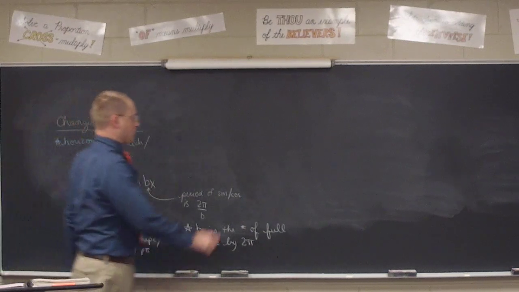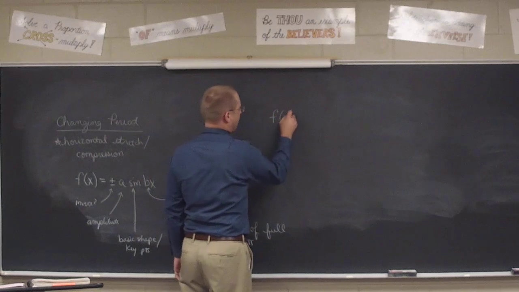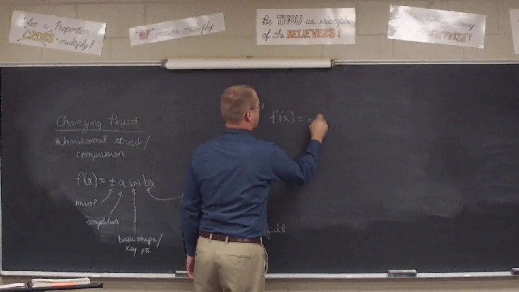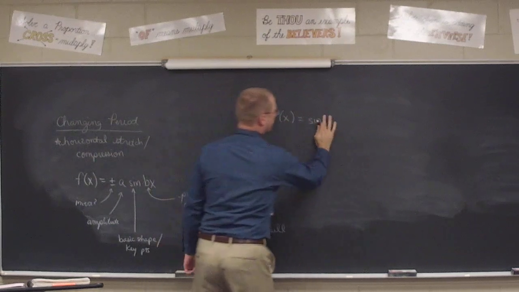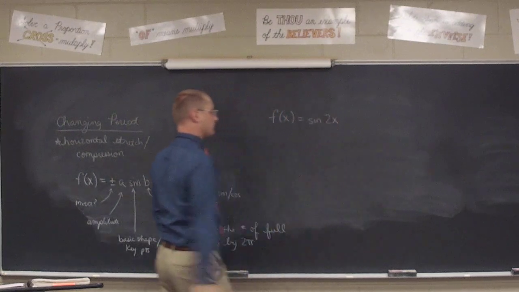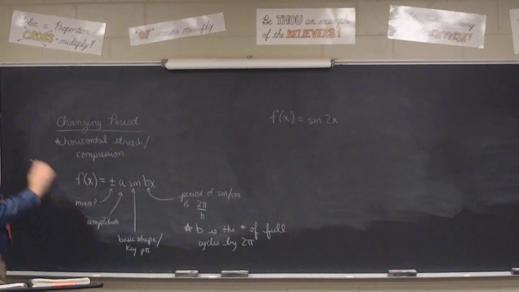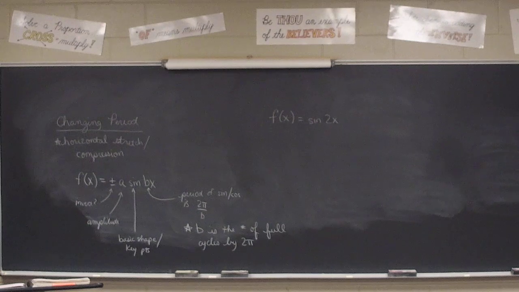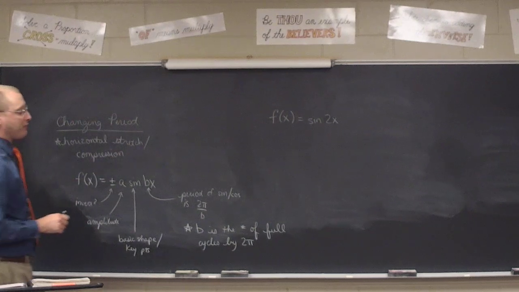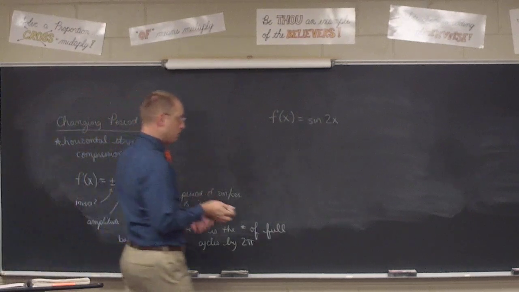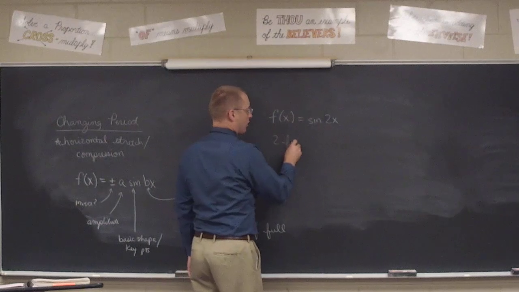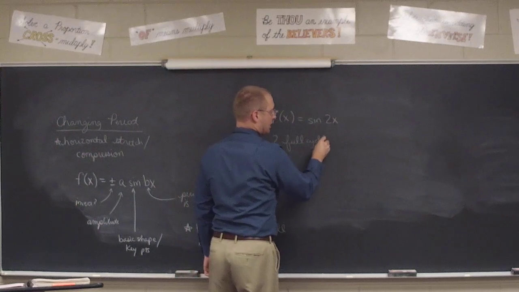But consider this for just a moment. Write this down in your notes, and we're going to graph it here together. F of x equals the sine of 2x. Well, seeing that 2 right there is going to change the period, isn't it? How many full cycles should we see? We should see 2 full cycles.